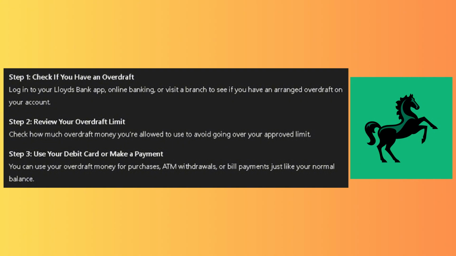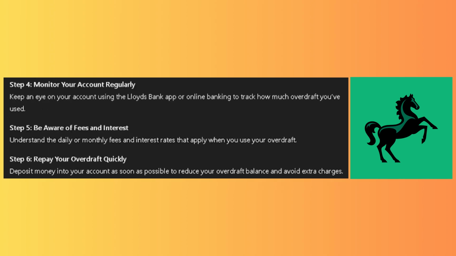Use your debit card and make a payment. You can use an overdraft for purchases, ATM withdrawals, or bill payments just like normal balance. Monitor your account regularly. Keep an eye on your account using your Lloyds banking app or online banking to track how much overdraft you've used.